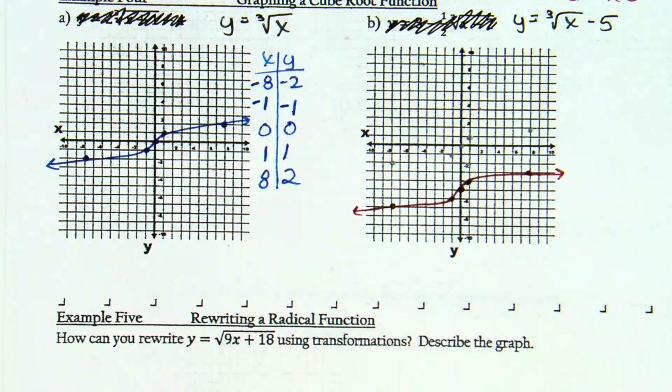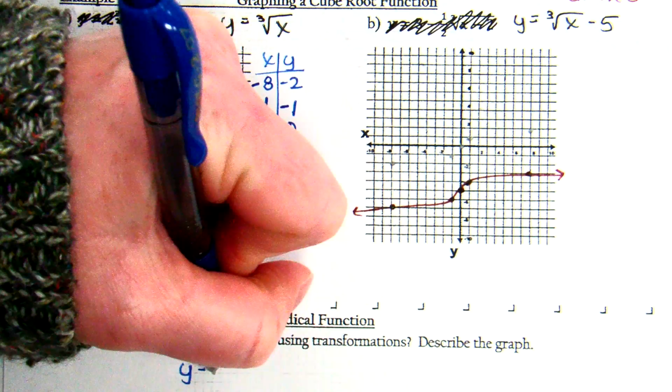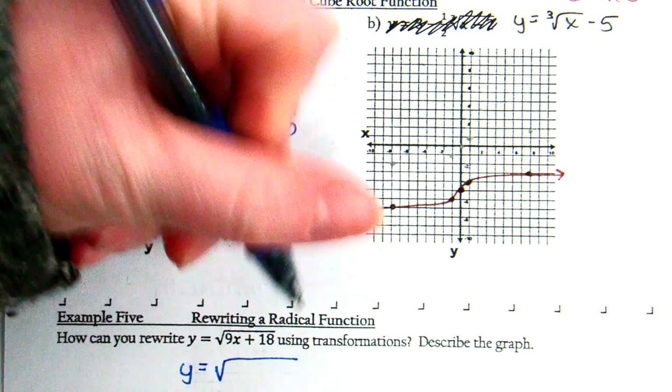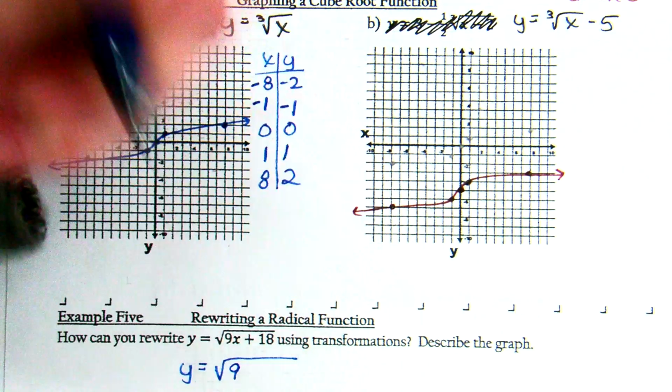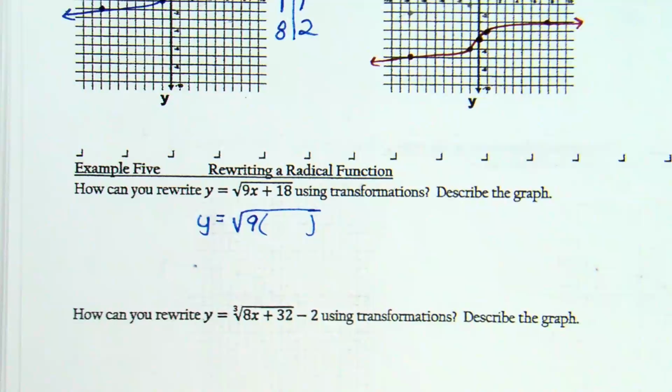Right now, if I asked you to graph square root of 9x plus 18, you don't really know anything, do you? Okay. 9 and 18. What do 9 and 18 have in common? Do they have a GCF of 9? Okay, so let me do some work here. First of all, I can rewrite this as y equals the square root, and under that radical, I can factor out the 9. So if I factor out the 9, what remains in the parentheses? X plus 2.